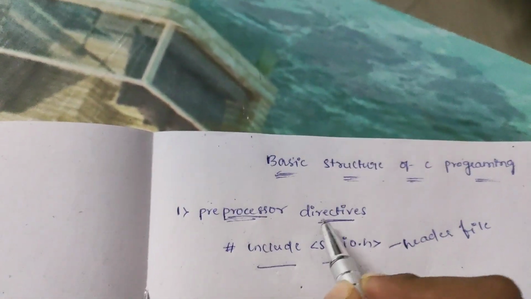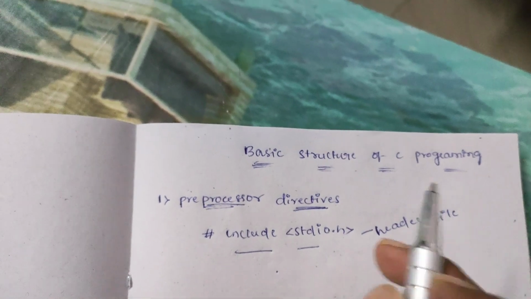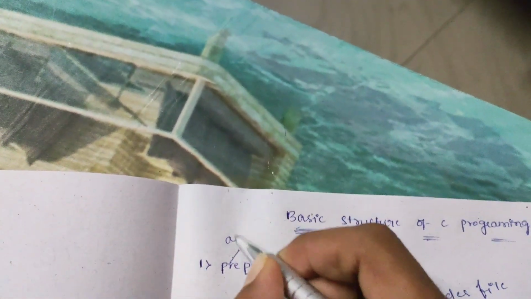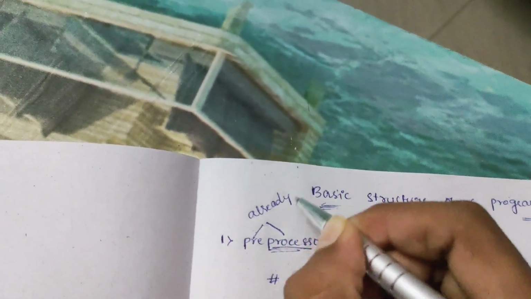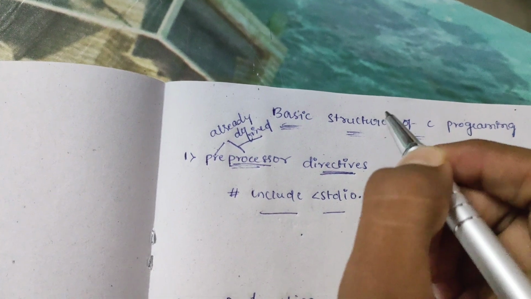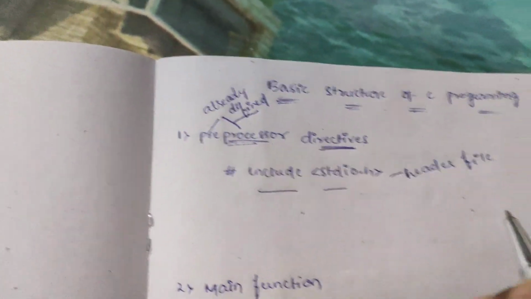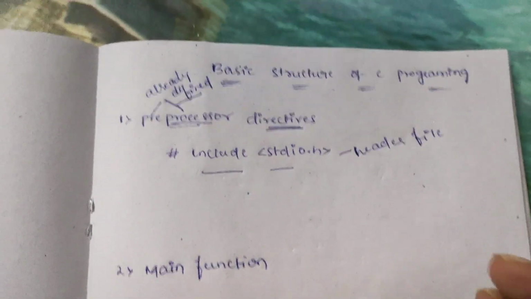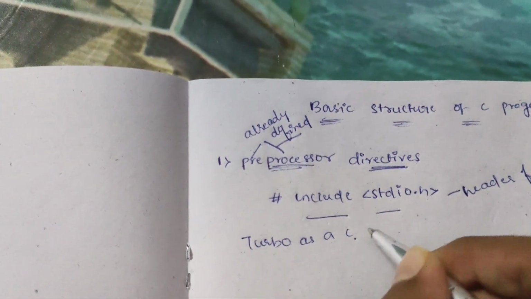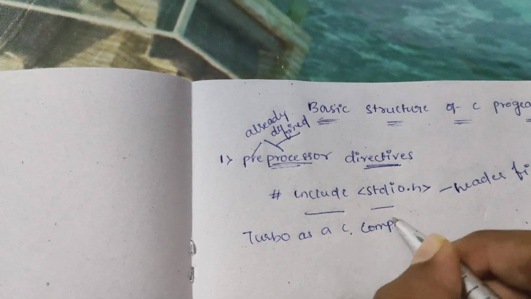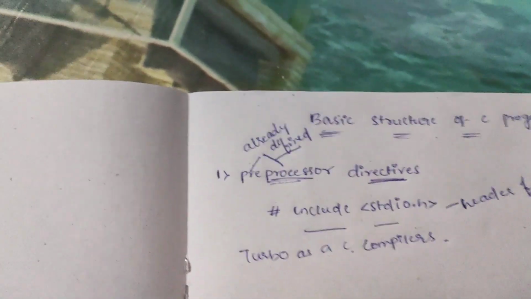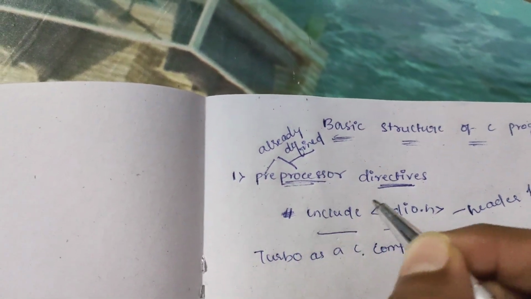First, we have the preprocessor directives. What are these preprocessor directives? Preprocessor means already defined. Where is it defined? It is already defined in the compiler or interpreter that we are using. Mainly we use Turbo C as a C compiler for our purpose, and there are so many compilers available online.